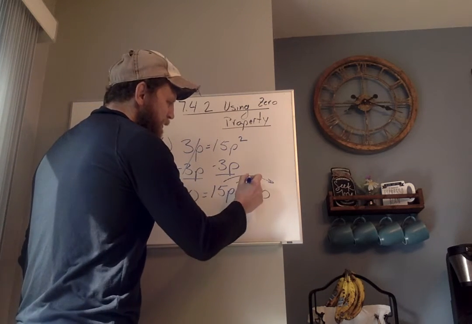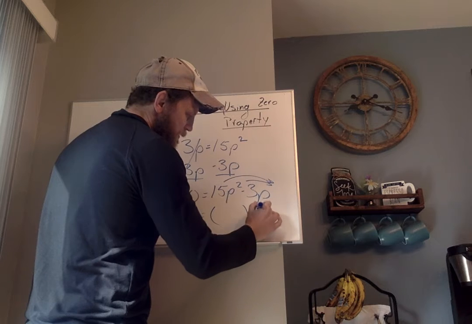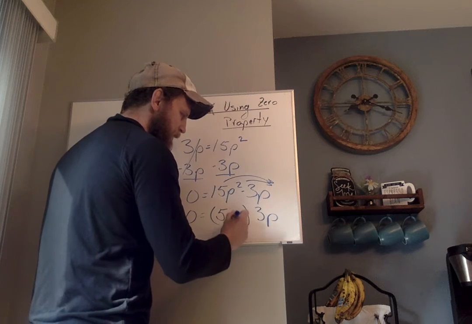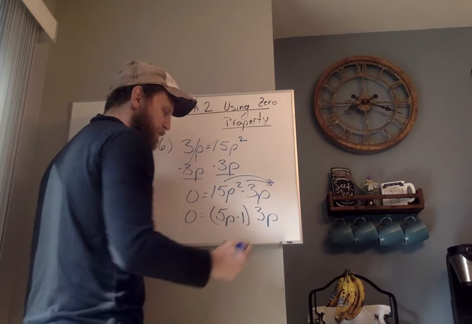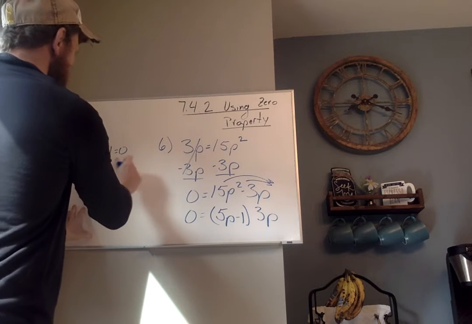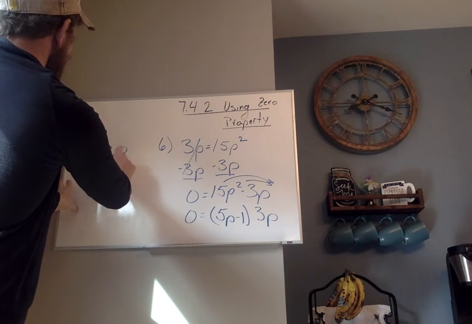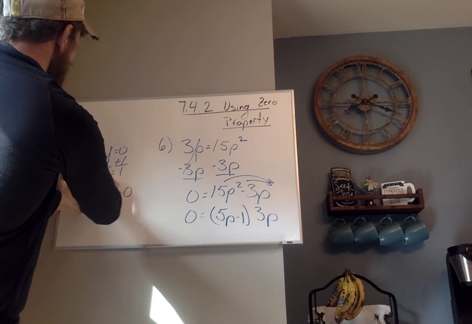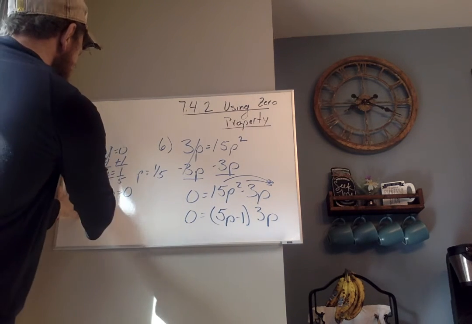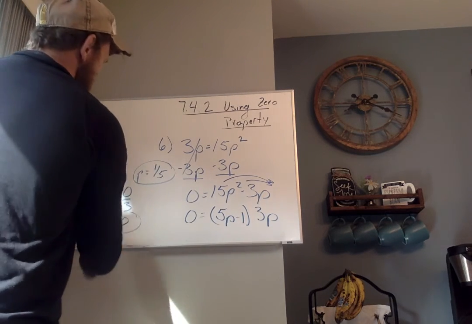So I'm going to factor out a 3 and a p. 15 divided by 3 is 5. p squared divided by p is p. 3p divided by 3p is just 1. So now I have these two parts, and I'm going to set each one equal to 0. Now this is a two-step equation, so I'm going to add 1. I have 5p equals 1. Then I divide by 5 and I get p equals 1/5. You might get fractions here, you might not. It's luck of the draw. Here you divide by 3 and you get p equals 0. So your two answers are 1/5 and 0.